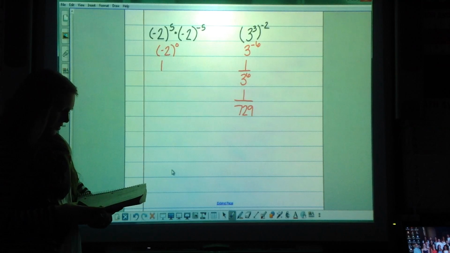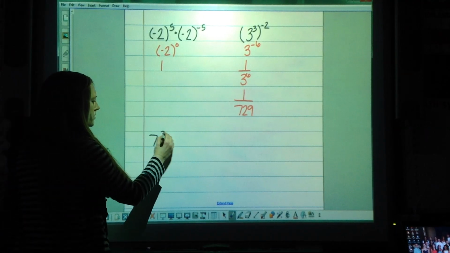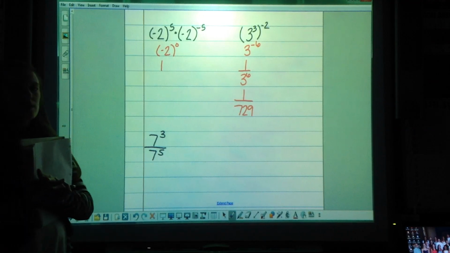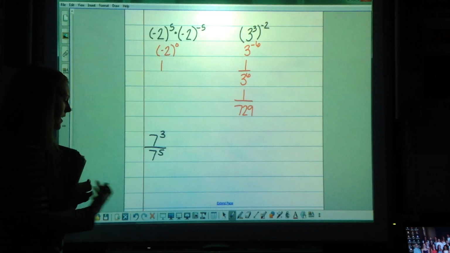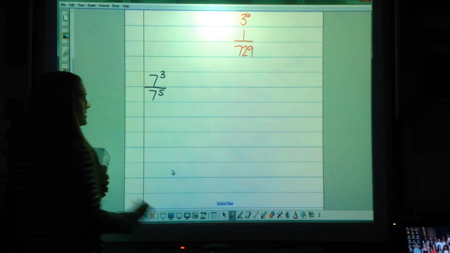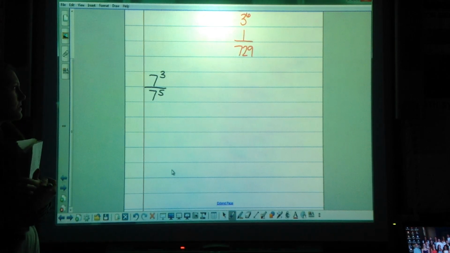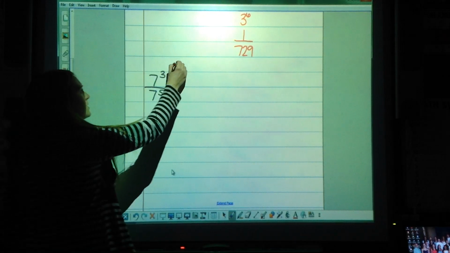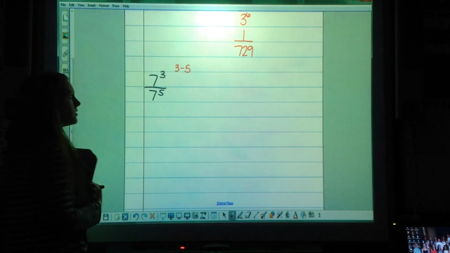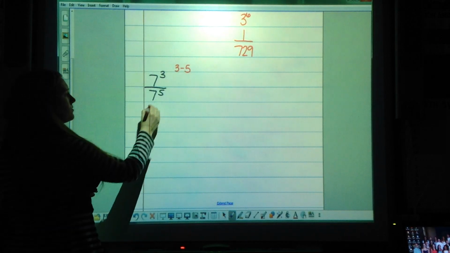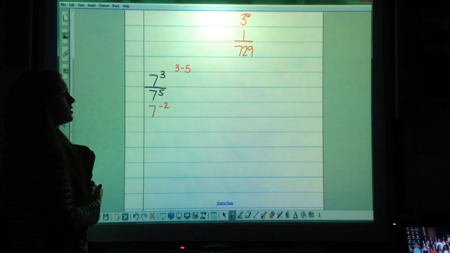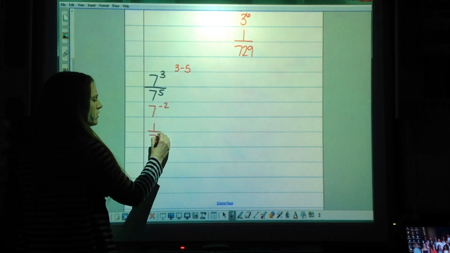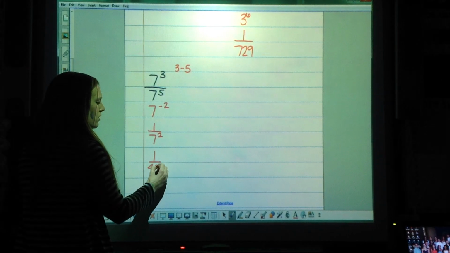Okay, here's another. 7 cubed over 7 to the 5th. You have to be very careful with these with the subtraction sign. In fact, it might help to write a little work off to the side. We learned in the last lesson that when you're dividing the same base, you subtract your exponents. So this says 3 minus 5. Well, 3 minus 5 is a -2. So I'm thinking, let's take the reciprocal of 7 squared, which would be 1 over 49.